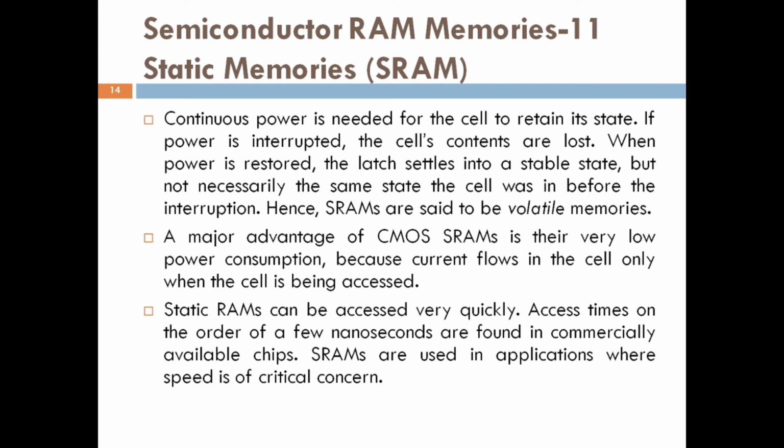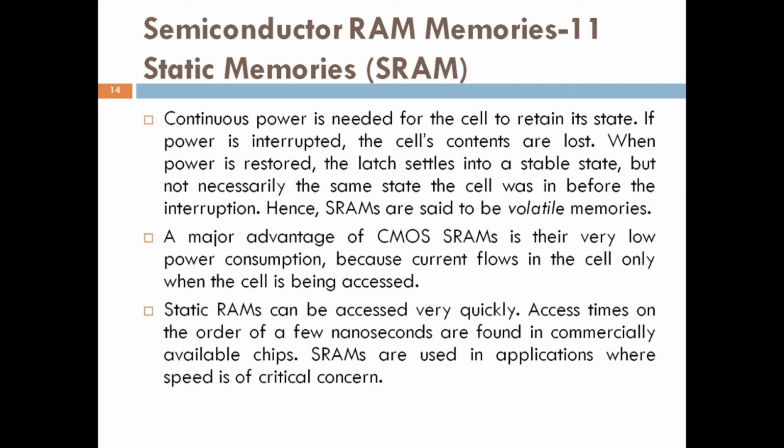Here, the power supply voltage, that is V supply, is 5 volts in older CMOS cells, or now 3.3 volts in the new low voltage versions. Here you can note that continuous power is needed for the cell to retain its state. So if the power is interrupted, then the cell's content will be lost. When the power is restored, the latch will settle into a stable state, but it will not necessarily be the same state that the cell was in before the interruption.